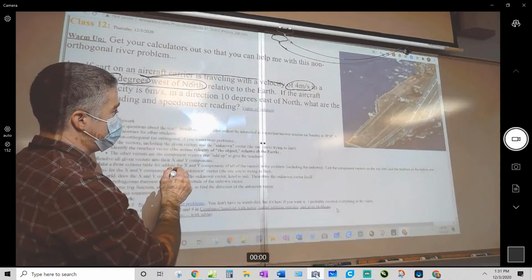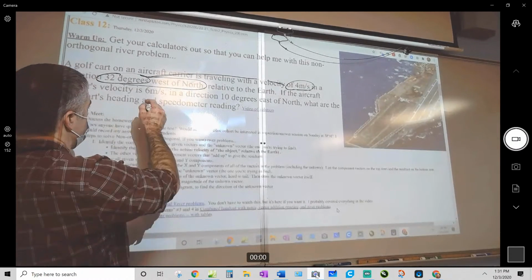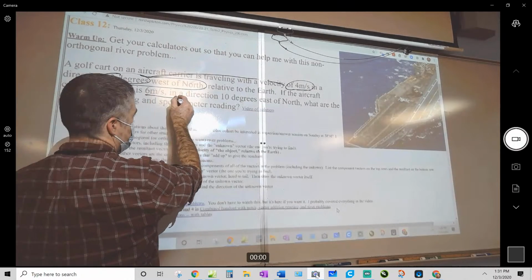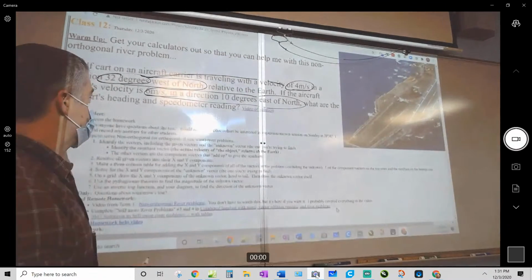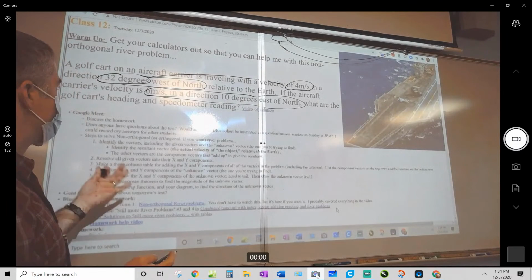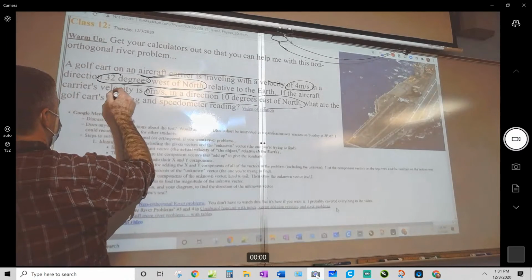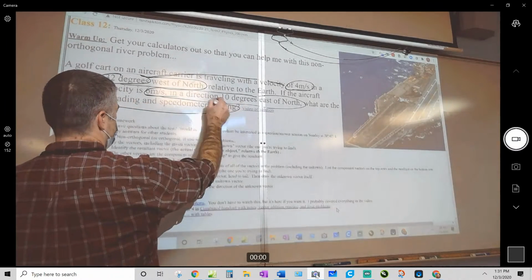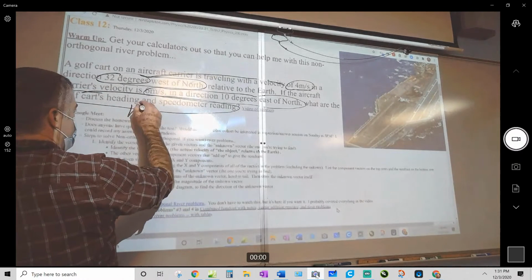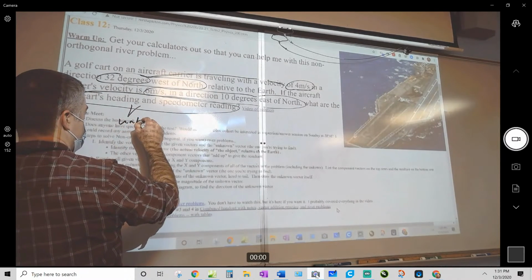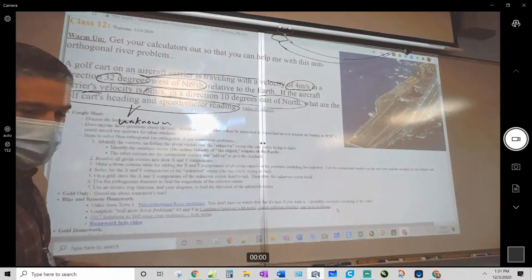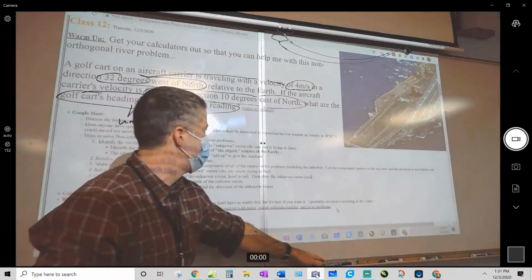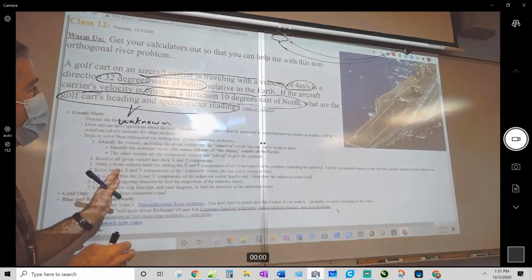And then the other one is the aircraft carrier's velocity, 6 meters per second, 10 degrees east of north. So that's the second vector. And then the third one, this is the unknown, the golf cart's heading and speedometer reading. So that's the one we don't know. And I should be writing these down, but I'll write them down in a minute. That's the first step. Just identify all the vectors.